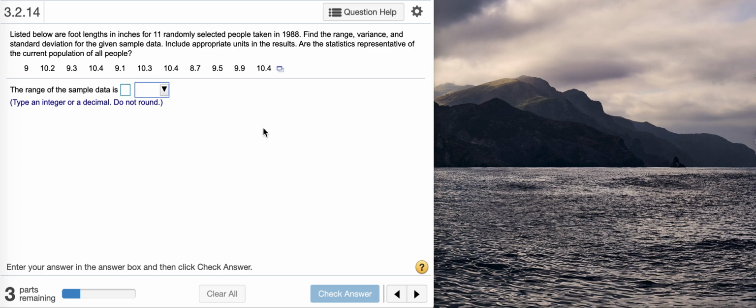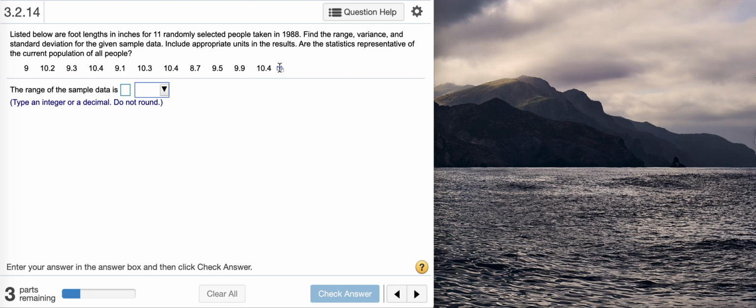This is problem 15 and 16 in our review of descriptive statistics and probability. Listed below are the foot lengths in inches for 11 randomly selected people taken in 1988. Find the range, variance, and standard deviation for the given data set. Include appropriate units in the results. Are the statistics representative of the current population of people?